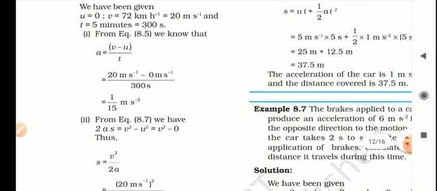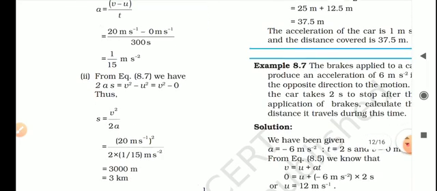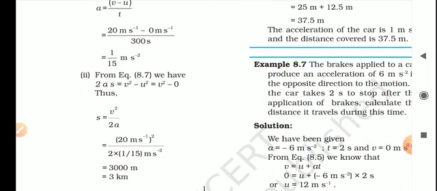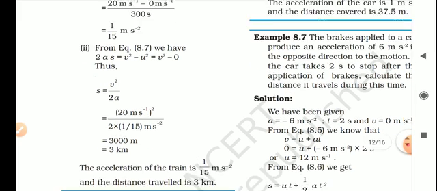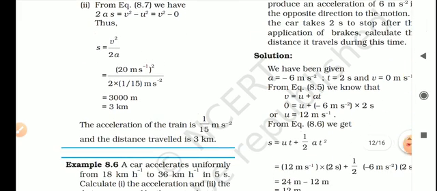Now second thing asked here is distance traveled. V square equal to u square plus 2as, that is 2as equal to v square minus u square. Initial velocity is 0, so s will be equal to v square by 2a. 20 square divided by 2 into 1 by 15, it will be equal to 3000 meters, or it is 3 kilometer. The acceleration of the train is 1 by 15 meter per second square and the distance traveled is 3 kilometer.